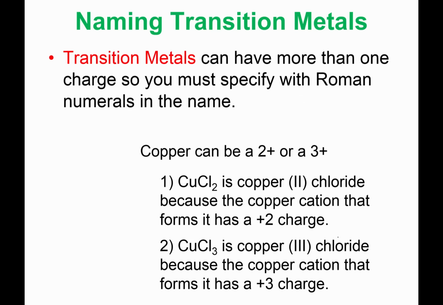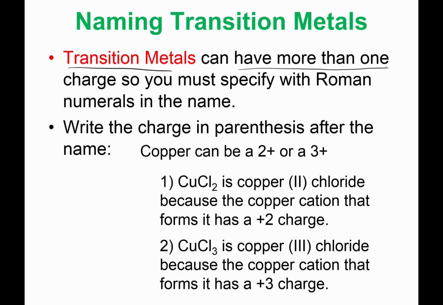Okay, transition metals. So they can have more than one charge. On a couple slides ago we went over main group elements. So what about transition metals? They can have more than one charge, so you have to specify with Roman numerals in the name. And then you write that charge in parentheses, the Roman numerals in parentheses after the name.